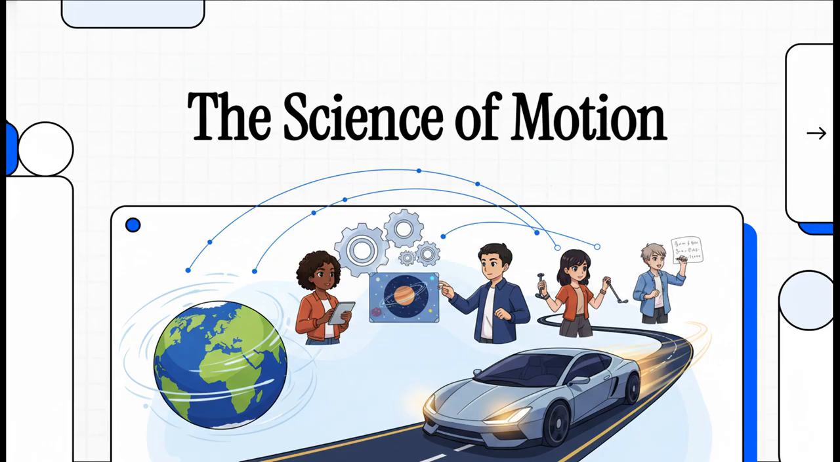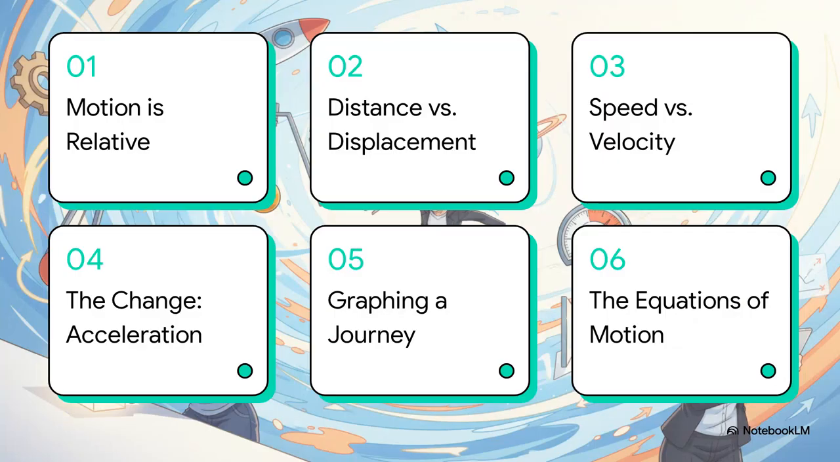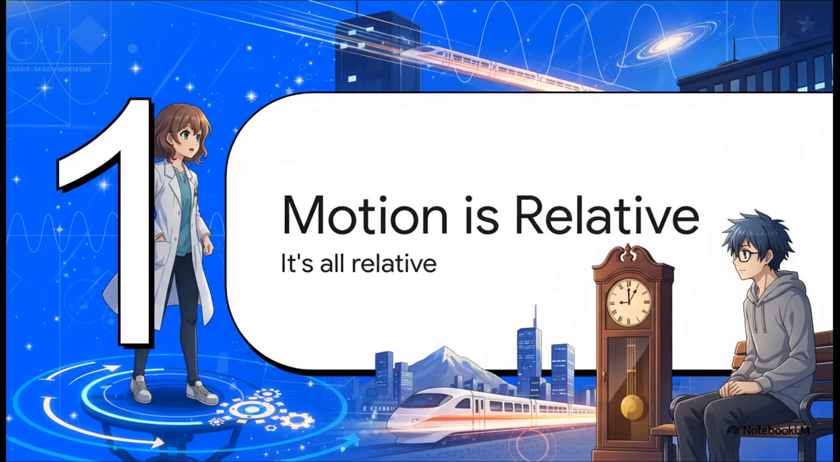We're going to build the science of motion right from the beginning, starting with one simple but kind of mind-bending idea. So, here's our plan. We're going to build up our understanding piece by piece. We'll kick things off with the big idea that all motion is relative. Then, we'll get our hands on the basic tools, things like distance, speed, and acceleration. And finally, we'll see how we can actually draw a picture of a journey using graphs and even use some cool equations to predict the future. Ready? Let's go.